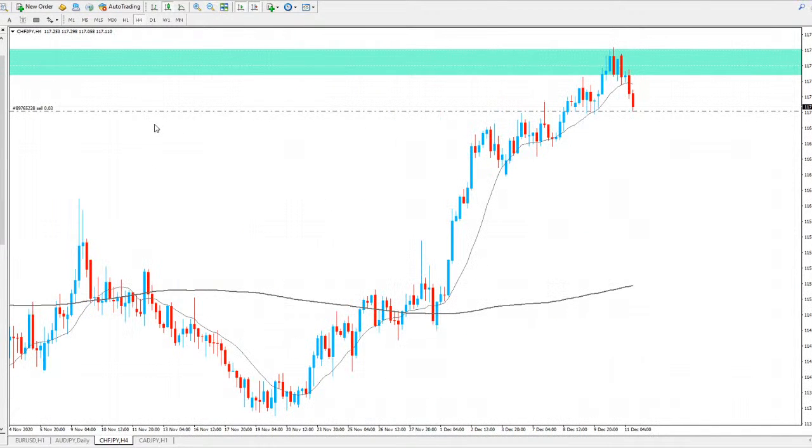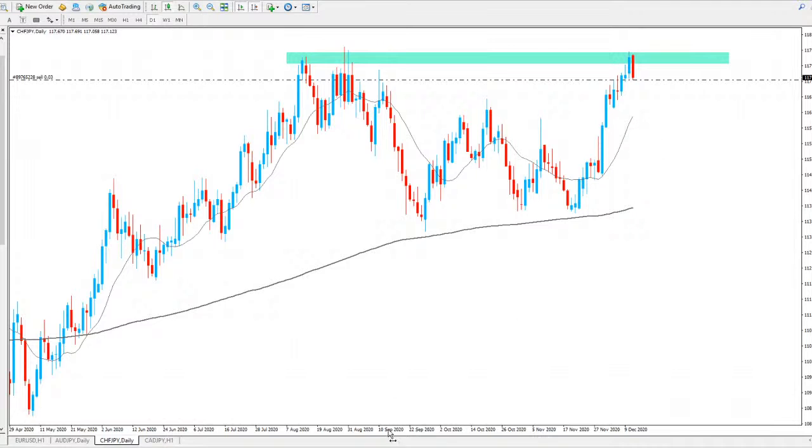I entered on the recent candle there, and looking for price to continue to the downside for that trade. Again, we can go a lot further if the momentum continues, because the previous resistance on the daily chart is very strong there, so look for that to continue. So I hope that analysis helped for CHF JPY. Next, we can take a look at Euro GBP.